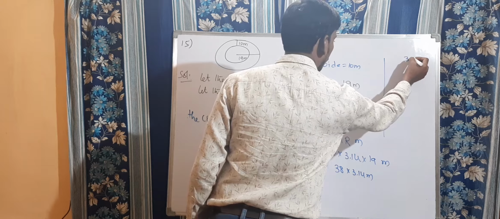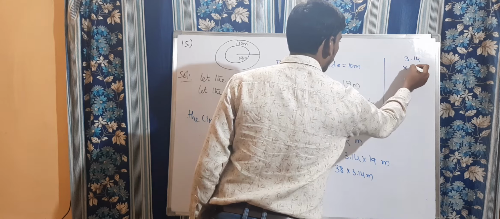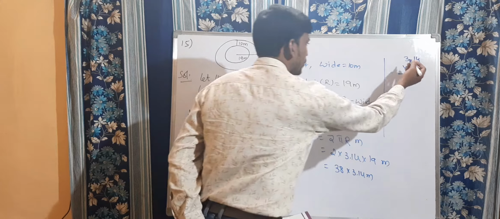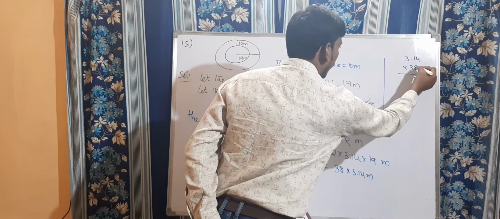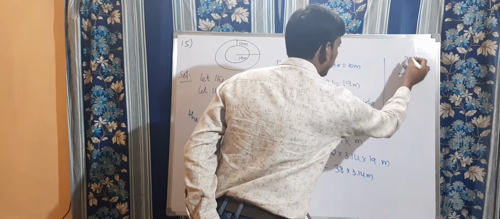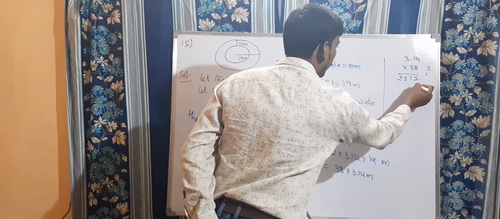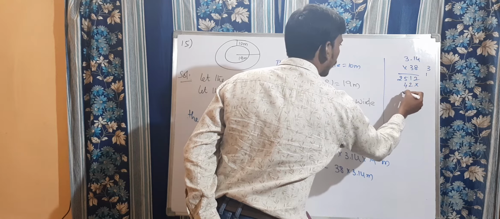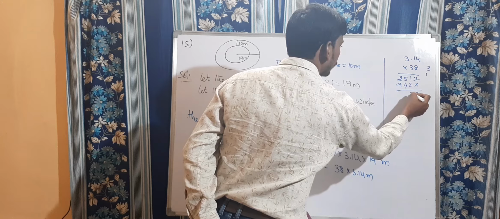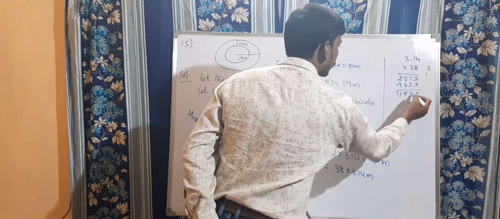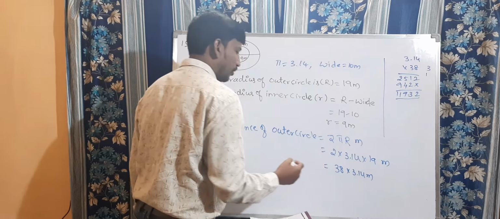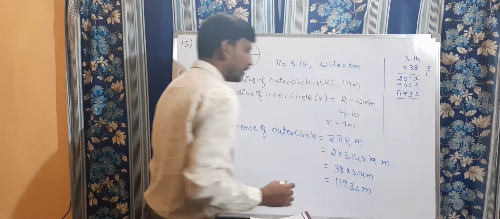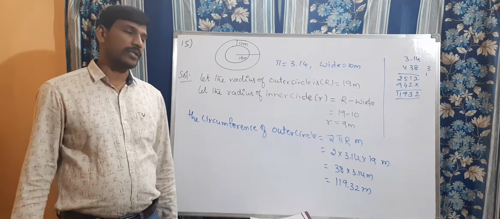So what is 3.14 into 38? Normal multiplication you can multiply, finally you can keep the decimal. 8 4s are 32, 8 1s are 8 plus 3, 11, 8 3s are 24 plus 1, 25, right? So now 3 4s are 12, 3 plus 1, 4, 3 3s are 9. So 2, 3, 9, 11. So 119.32 meters. 119.32 meters. That is the circumference of the outer circle.